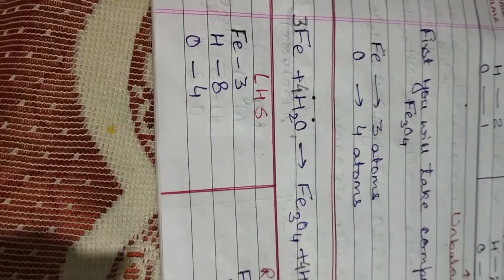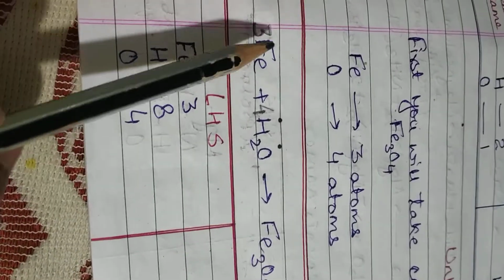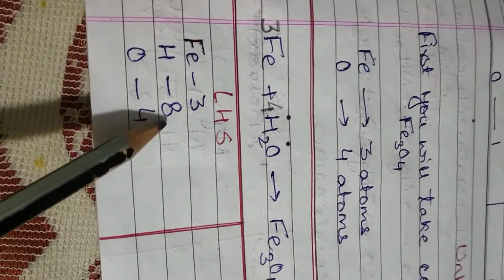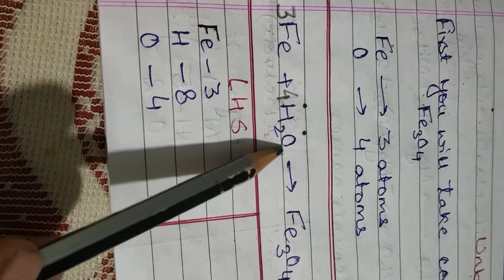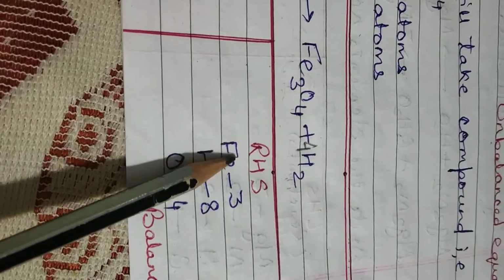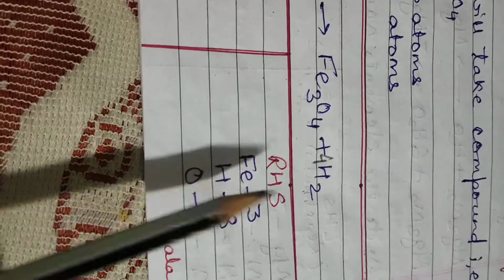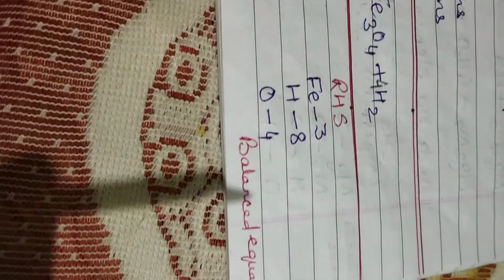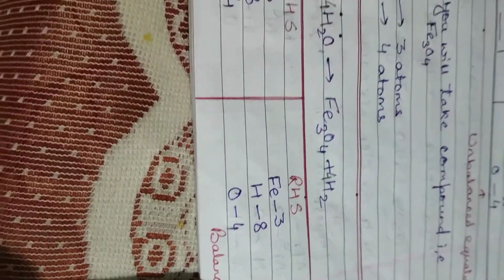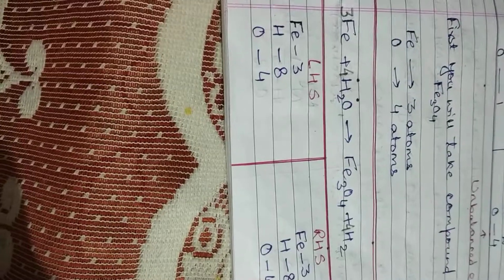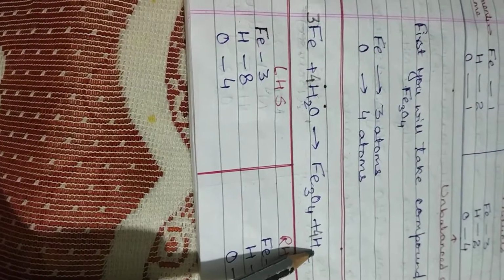Is the number of atoms equal on both sides? Now see here, Fe3, hydrogen 4 2s are 8, and oxygen, this one goes to here, then oxygen has 4 atoms. Now in this one, iron 3, hydrogen 4 2s are 8, and oxygen 4. So this one is called the balanced equation. Balanced equations are those equations in which the number of atoms are equal on both sides. Then we can say that this one is the balanced equation.